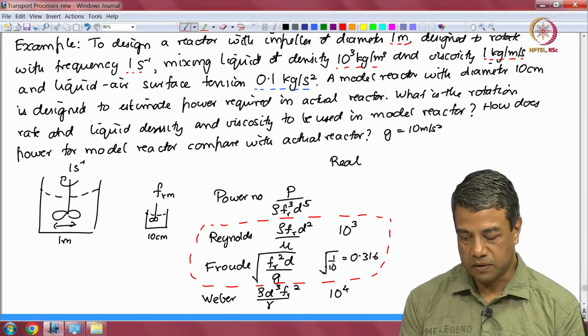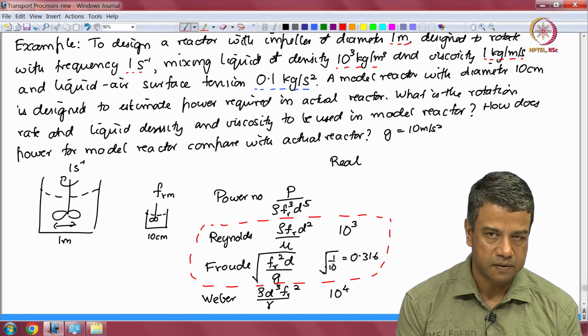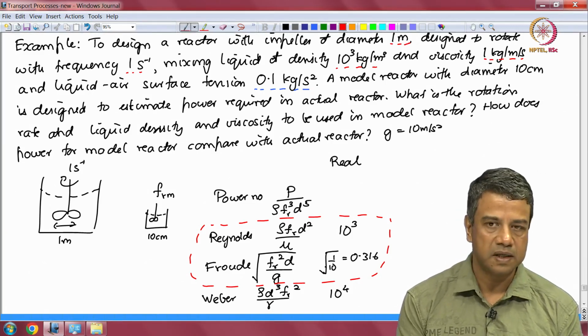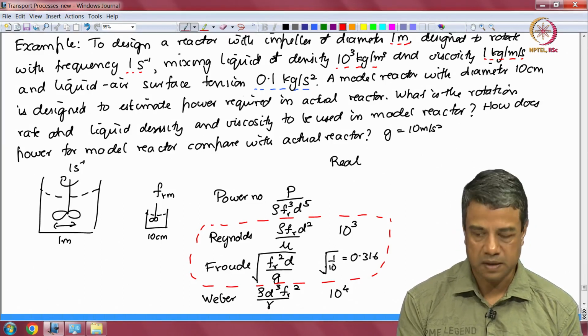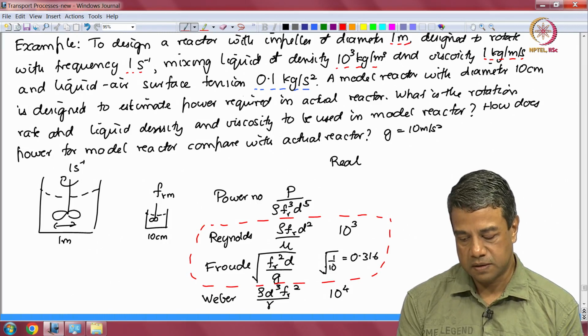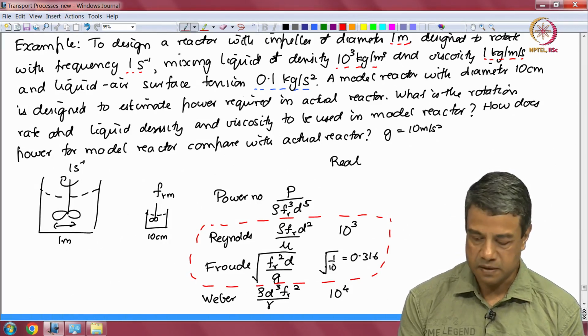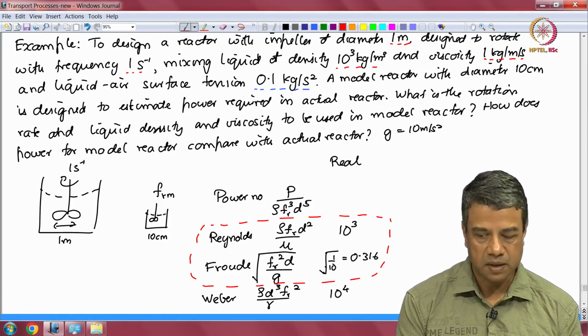That ratio is the Froude number, Fr, the square root of v squared by gd. The velocity is the square root of gd, and we substitute velocity as Fr times the square root of gd. And then there is the Weber number, which is the ratio of inertial and surface tension forces. We had put in the actual numbers for these.